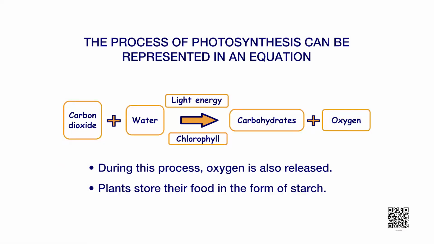The process of photosynthesis can be represented in an equation as you can see in the screen. In the equation, we can see that the raw materials are carbon dioxide, water, sunlight and chlorophyll. In this reaction, carbon dioxide and water molecules as reactants in the presence of sunlight and chlorophyll produce glucose molecule. During this process, oxygen is also released. Plants store their food in the form of starch.